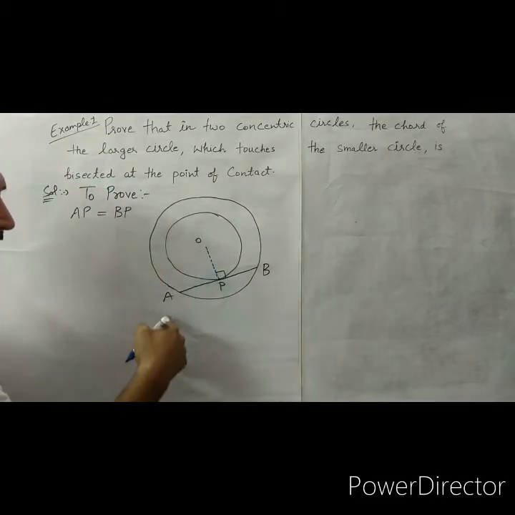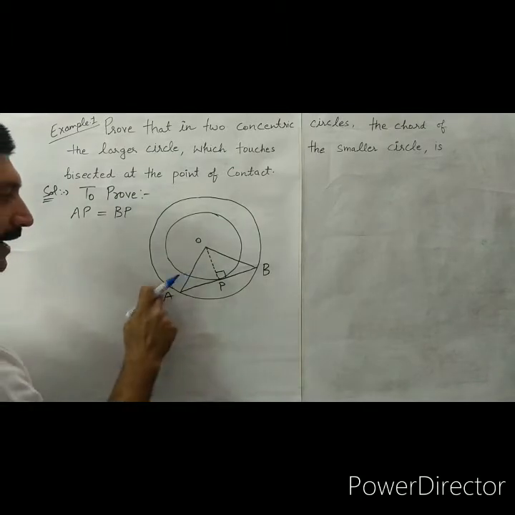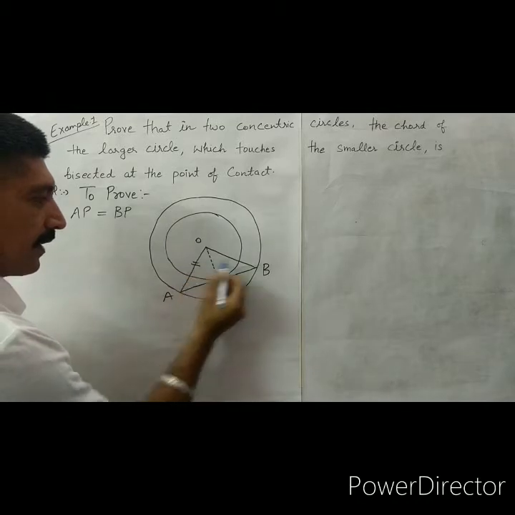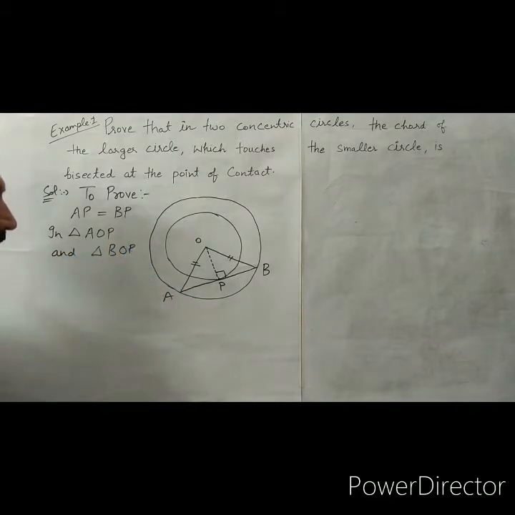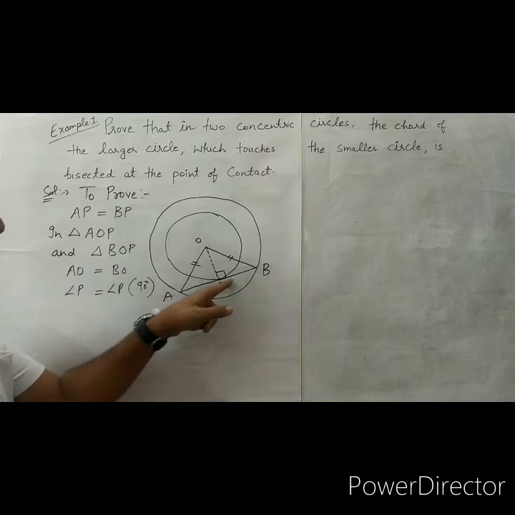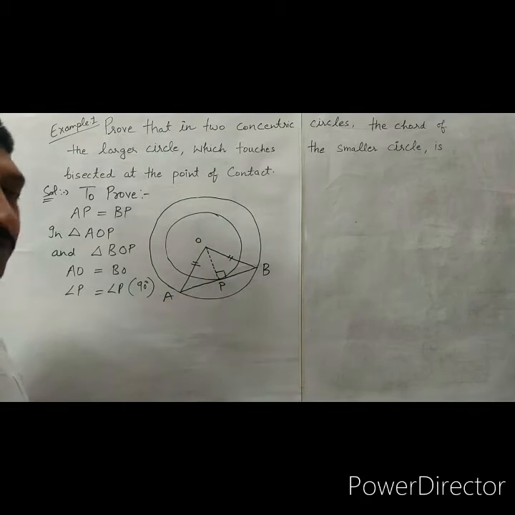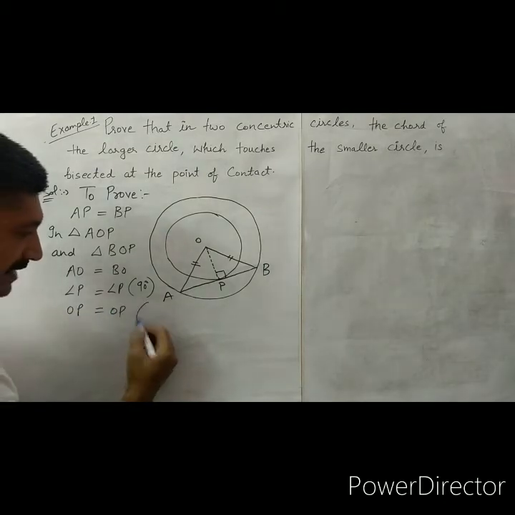So here if we join OA and OB, we have 2 triangles, triangle AOP and BOP. In triangle AOP and triangle BOP, we have AO equal to BO, radius of the circle, and angle P is equal to angle P, both 90 degrees. The first theorem says that the tangent makes 90 degrees with the radius at the point of contact, and side OP is common in both.